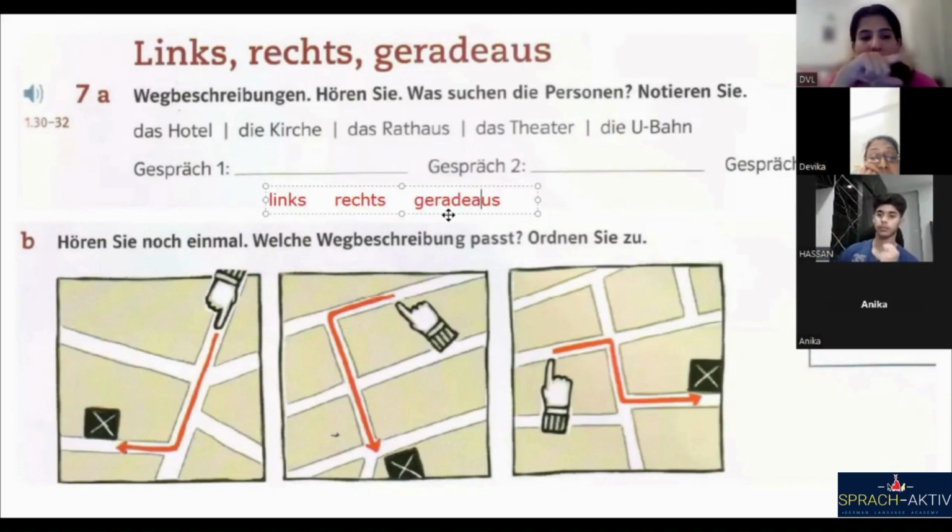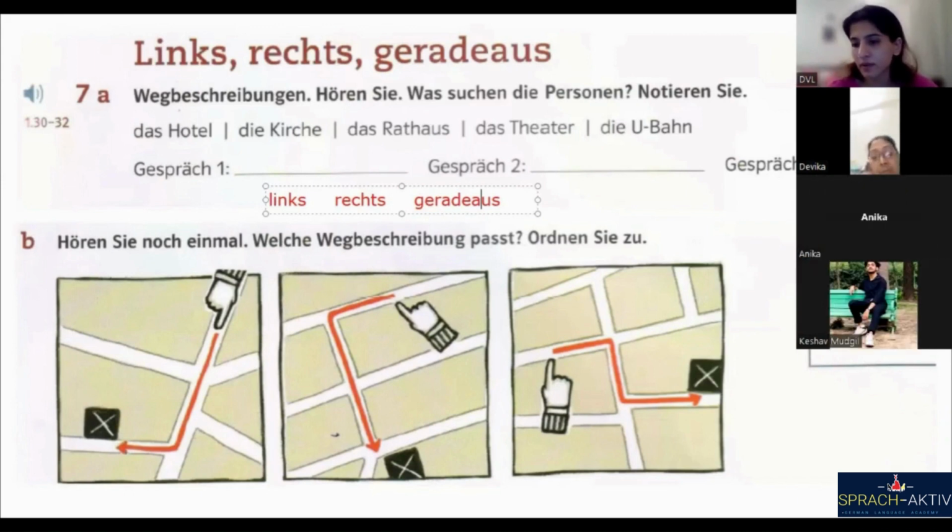So now tell me, if you want to go from the finger point to the X, what will you say? Anika? Geradeaus. Gehen Sie geradeaus und links. Links? If you are coming from there, then? Rechts. Okay. Now, Divika, tell me the second one. Gehen Sie links. Yeah, super. Und links geradeaus. Super, sehr gut. Now, Keshav, tell me the third one. Keshav, are you there? Yeah. Haan, batao.